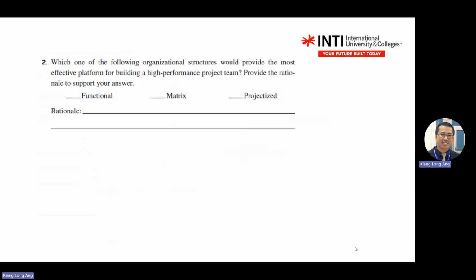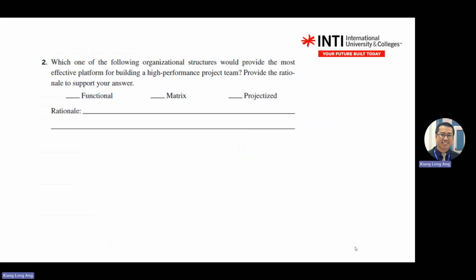Dion, what is your answer? Why? Why? This one is more on, it actually asks you more on the advantages of projectized organization chart. Why? That's how we cover question one, we cover on this one. You just elaborate.